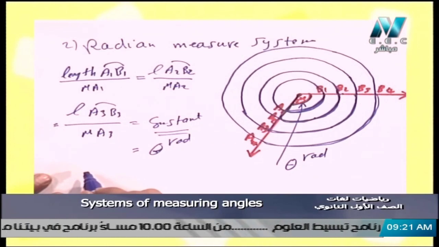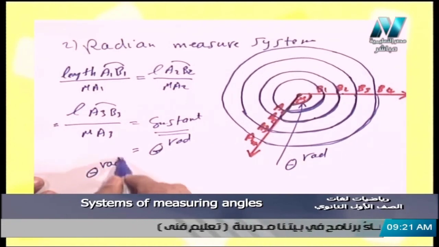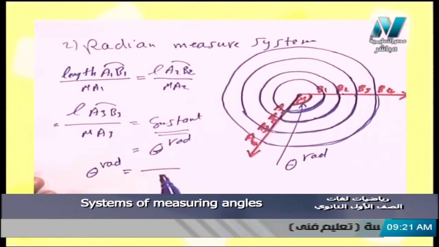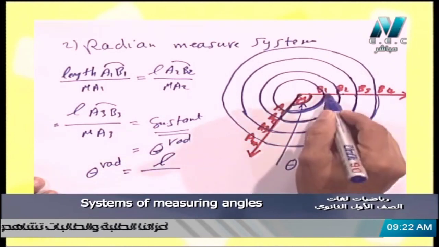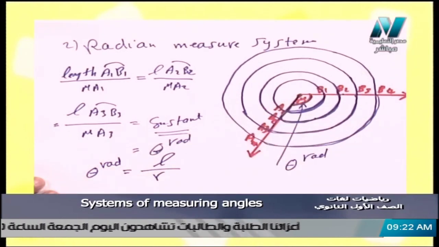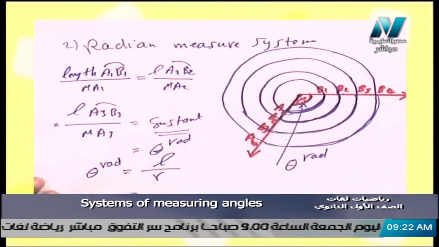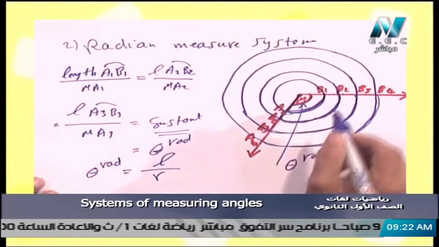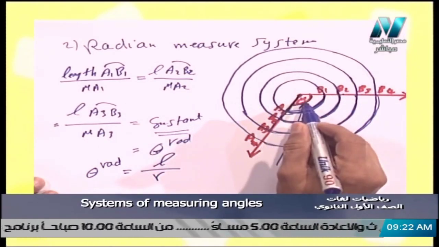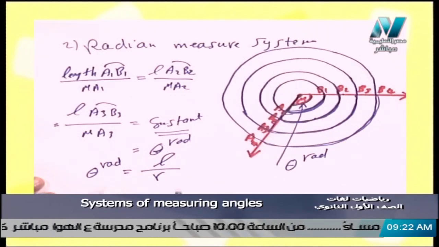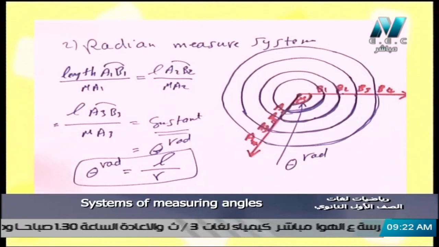Okay, so we will do this now. A rule we can use is that theta rad can all the time be found by dividing the length of the arc here by its radius. This arc divided by this radius equals theta rad, and this arc divided by this radius equals the same central angle theta rad, and so on. So we can consider it as a rule here, and we already deduced it.